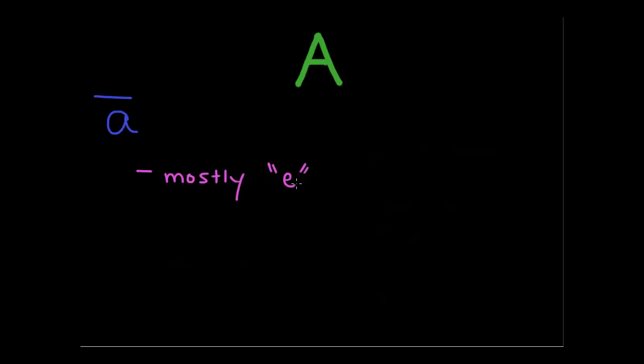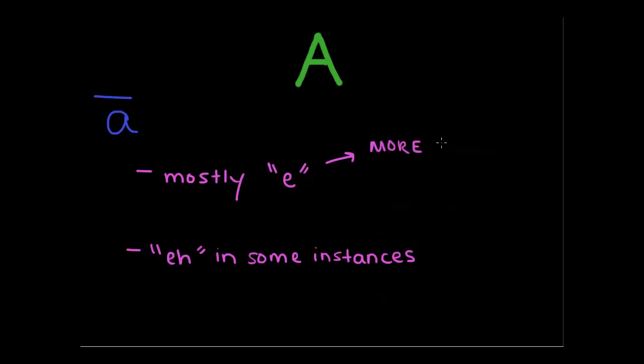In some instances it can be EH, again depending on the German root in it or some other factors, but most of the time it's going to be E. Just like the last example we saw, E is more common than the EH. So if you don't know, you'd be well off if you guessed an E for the A sound. And let's look at some examples.